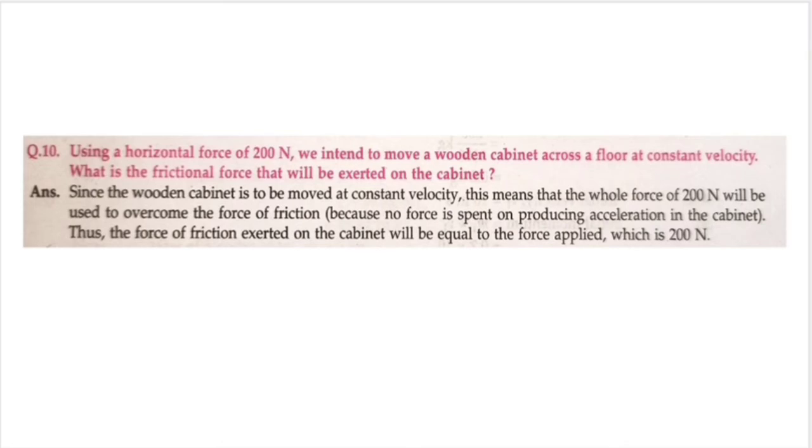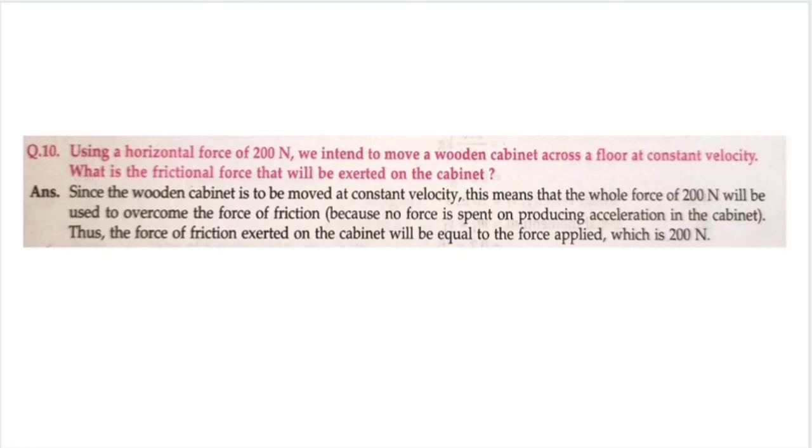Question 10. Using a horizontal force of 200 newtons, we intend to move a wooden cabinet across a floor at constant velocity. What is the frictional force that will be exerted on the cabinet? First of all, let us understand that a wooden cabinet, that means a wooden shelf, is moved across the floor by applying a force of 200 newtons and the cabinet is moving at constant velocity.